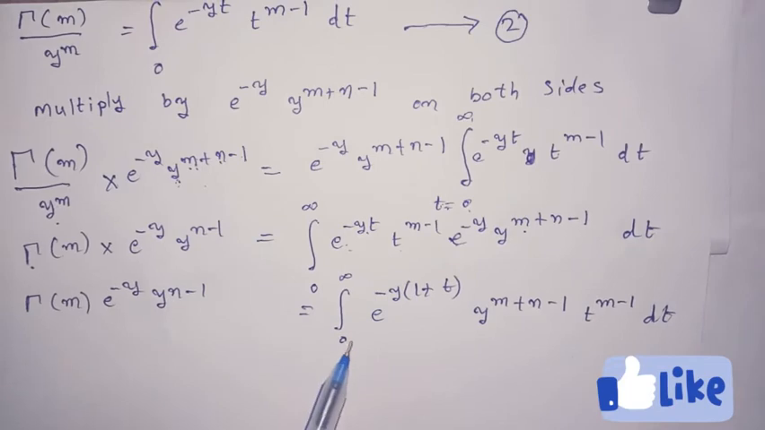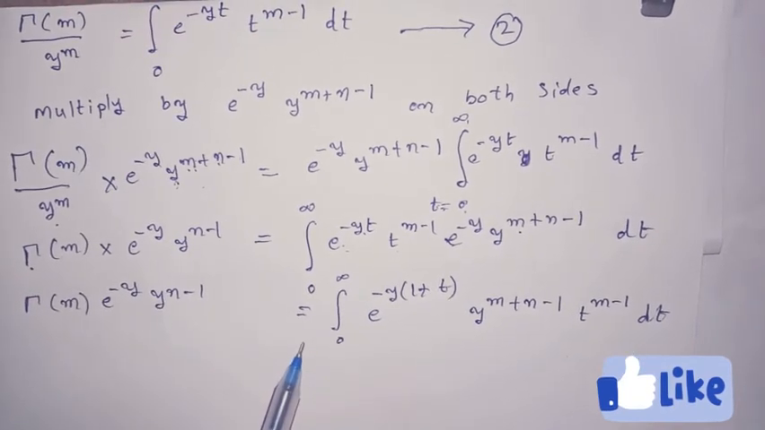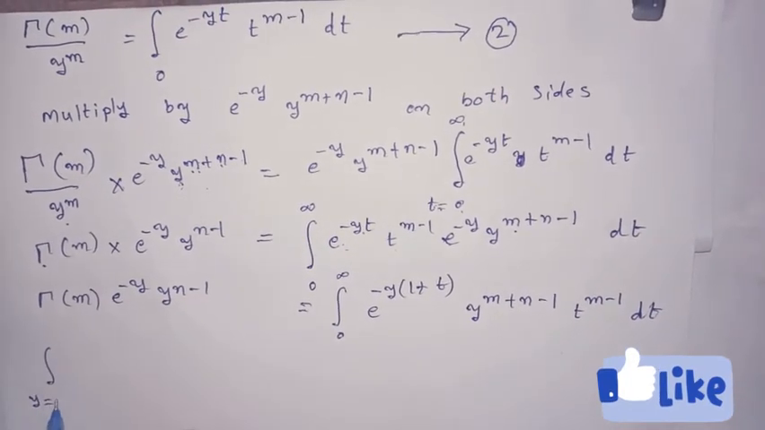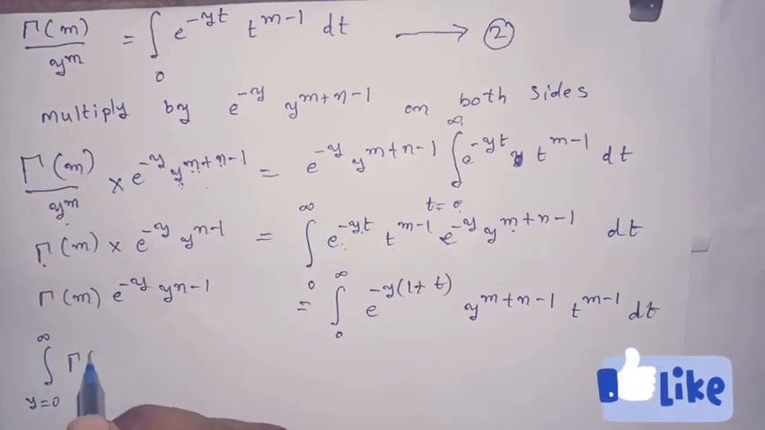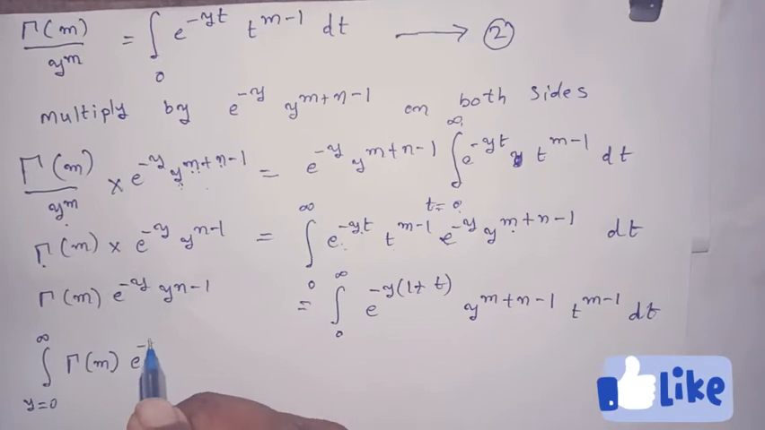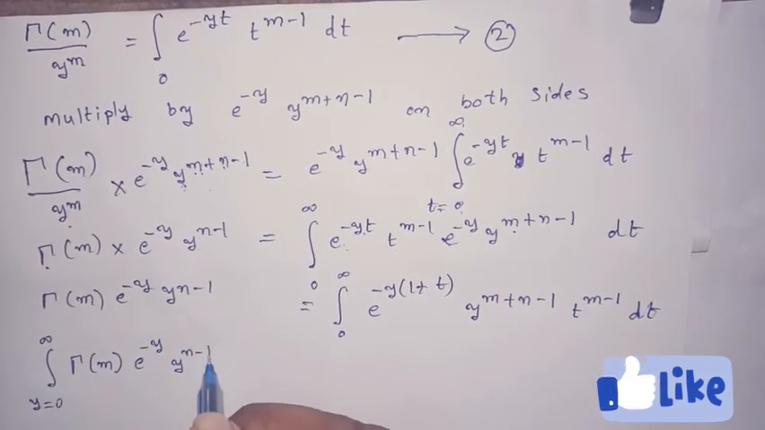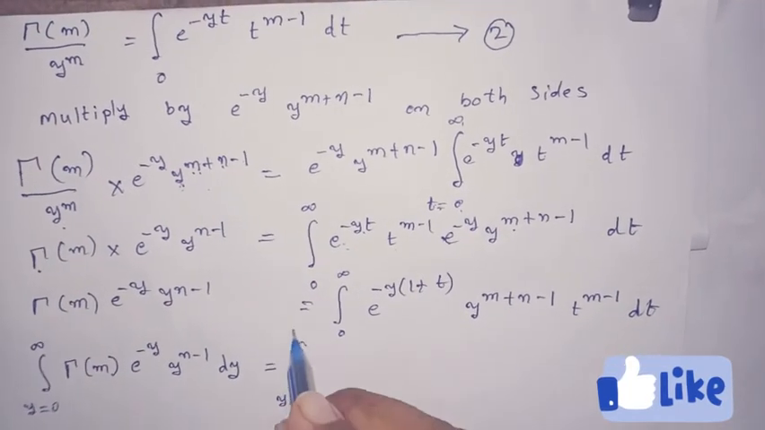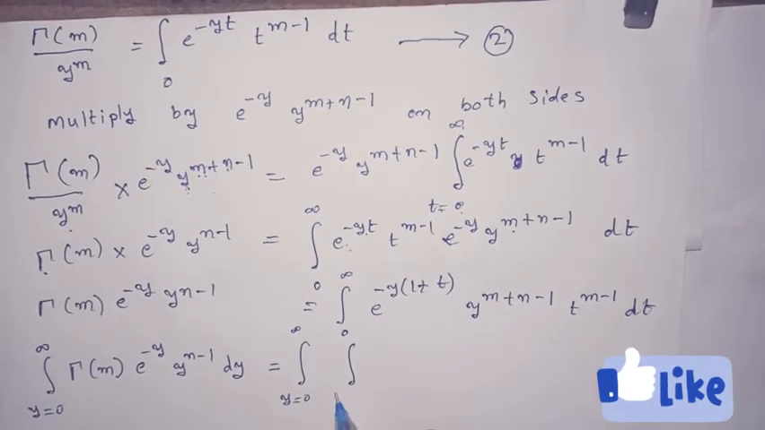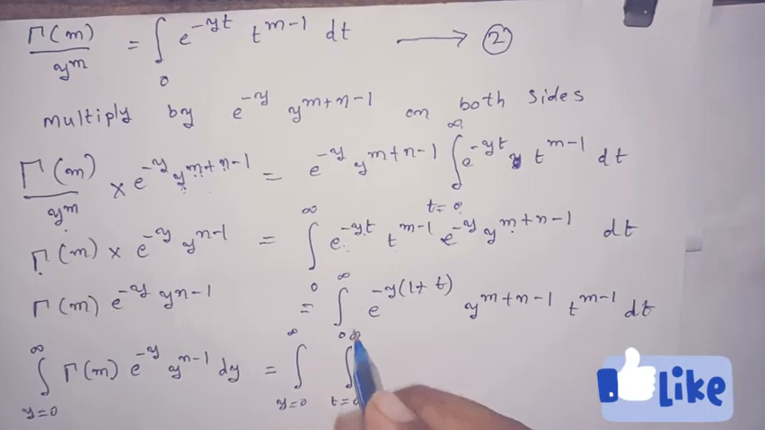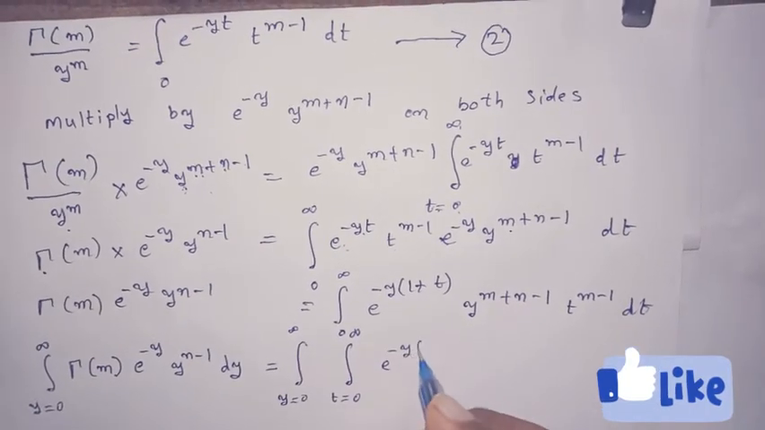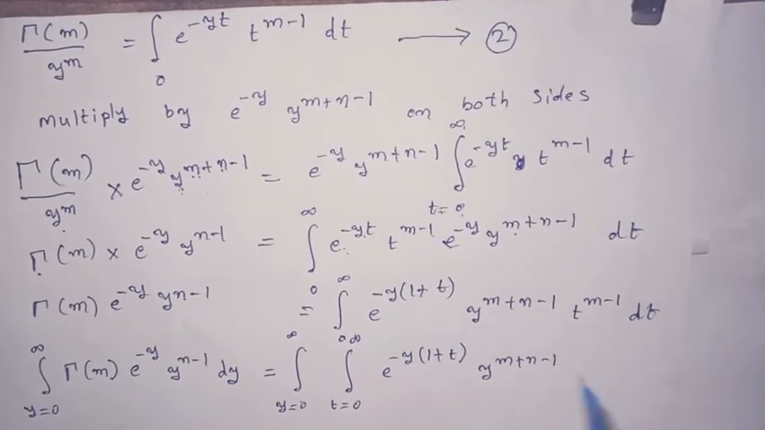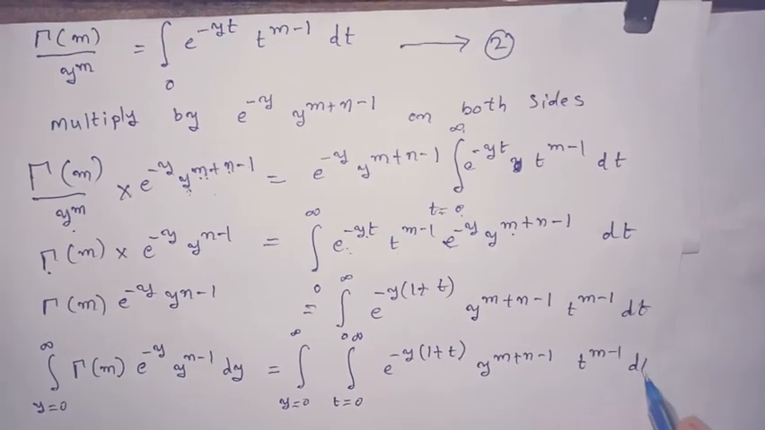Now let us integrate on both sides with respect to y, where y is moving from 0 to infinity, that is, integral y equal to 0 to infinity gamma of m e power of minus y, y power of n minus 1 dy, equal to the integral with the limits y equal to 0 to infinity, integral with the limits t equal to 0 to infinity e power of minus y(1 plus t), y power of m plus n minus 1, t power of m minus 1 dt.